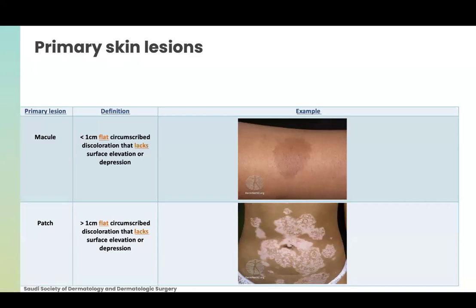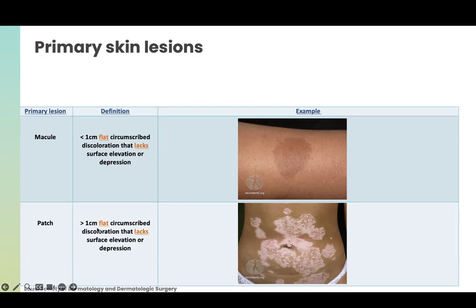So the first primary skin lesion that we have, like you see in the picture, is a macule. So what does a macule mean? Universally, if I say a macule, you should know what I mean. If you say macule, I should know what you mean. So we both understand that a macule is less than 1 centimeter. In some sources, it's less than 0.5. It's a flat, circumscribed discoloration that lacks any elevation or depression. I always tell my residents, if you close your eyes and you put your hands on the patient's skin, you're not going to know that a lesion exists there. And this is what a macule is. So no elevation, no depression. It's just a discoloration in the skin.